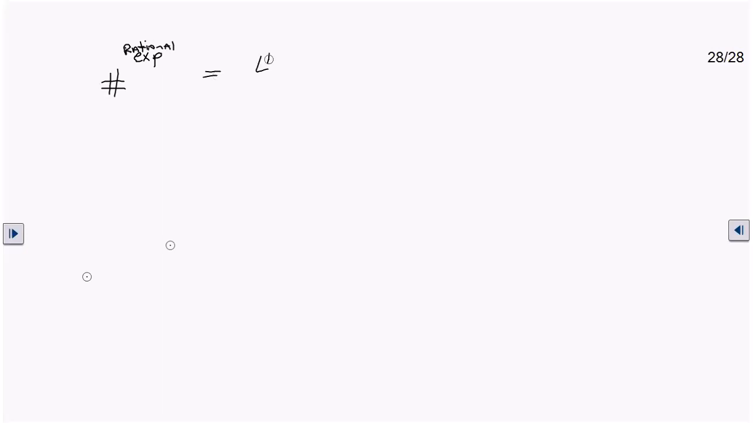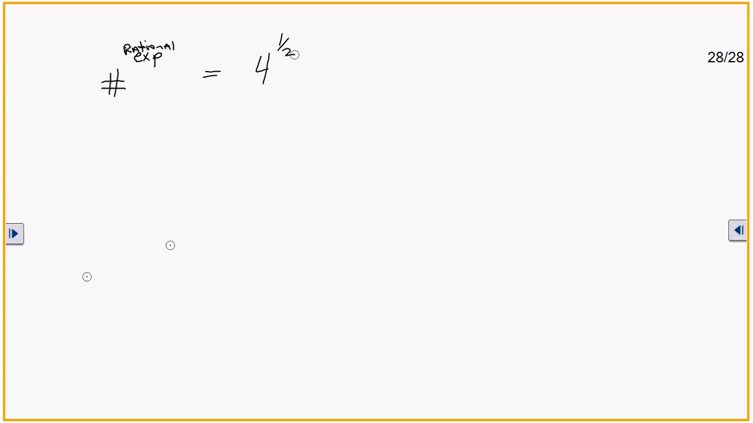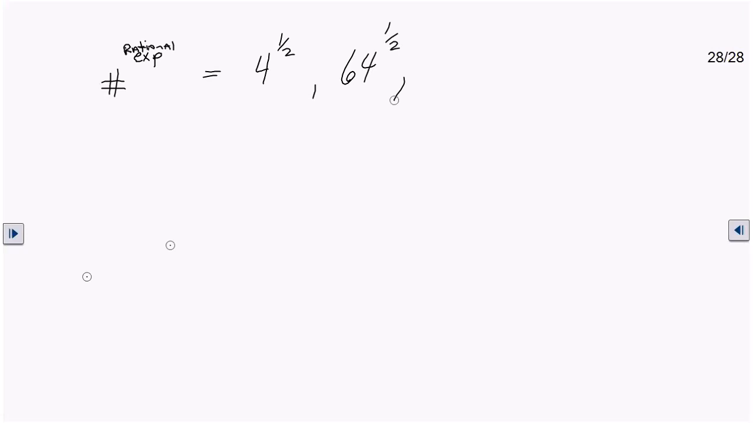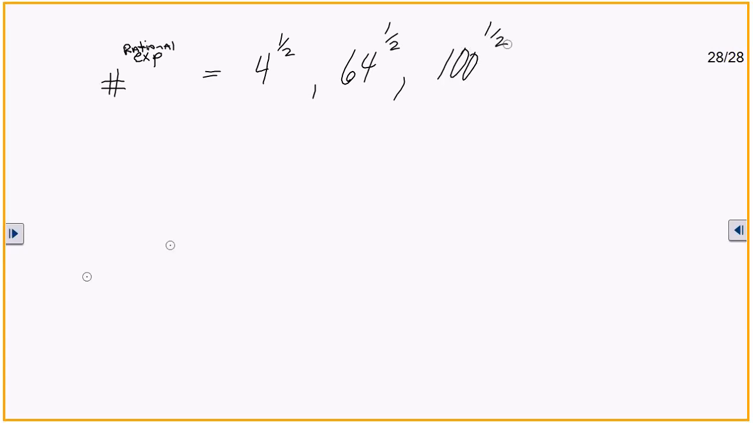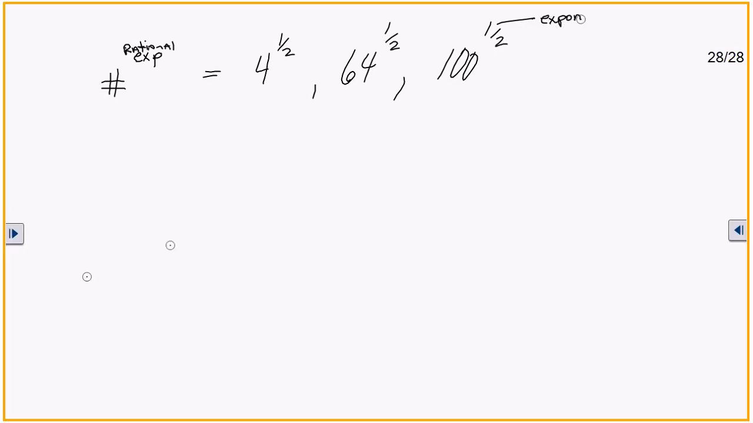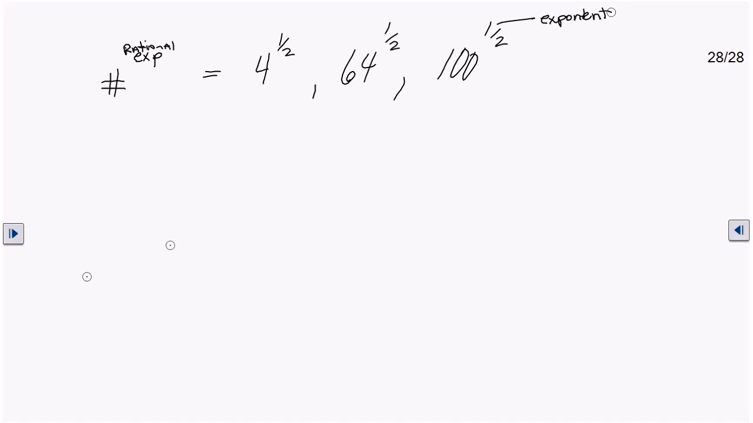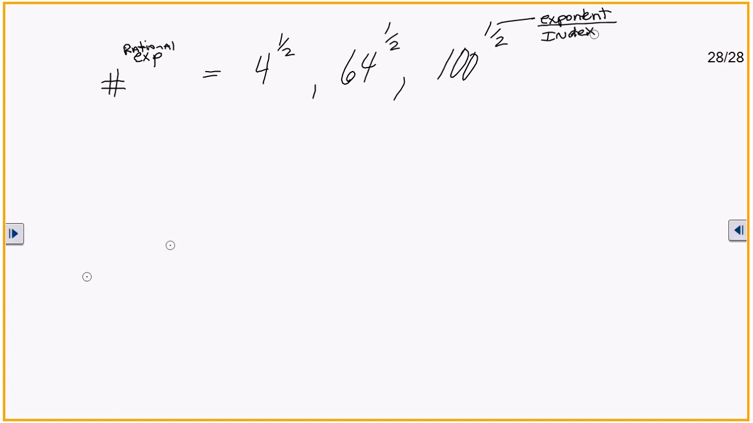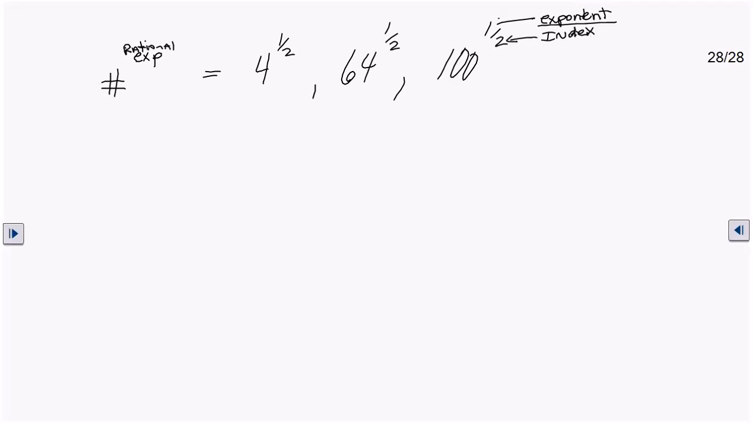4 raised to the 1/2. 64 raised to the 1/2. 100 raised to the 1/2. If you see a rational exponent, write this down. That is exponent over index. So that's the exponent, that's the index.